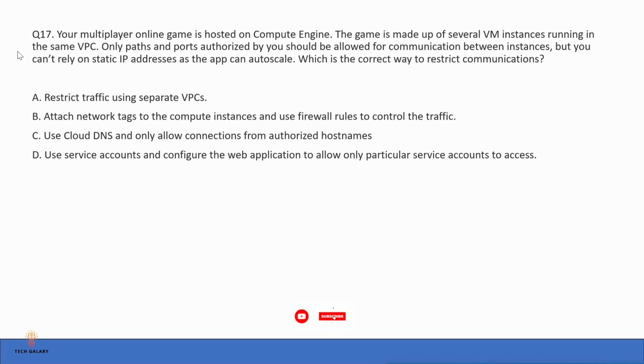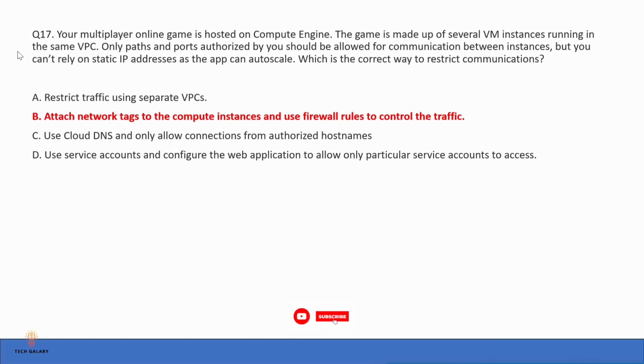Option B, attach network tags to the compute instances and use firewall rules to control the traffic. Option B is correct because network tags attached to VMs can be used to create a filter to apply specific rules to specific VMs. An autoscaling group attaches the network tags to all VMs in the group. So option B is correct. Option C, use Cloud DNS and only allow connections from authorized host names.